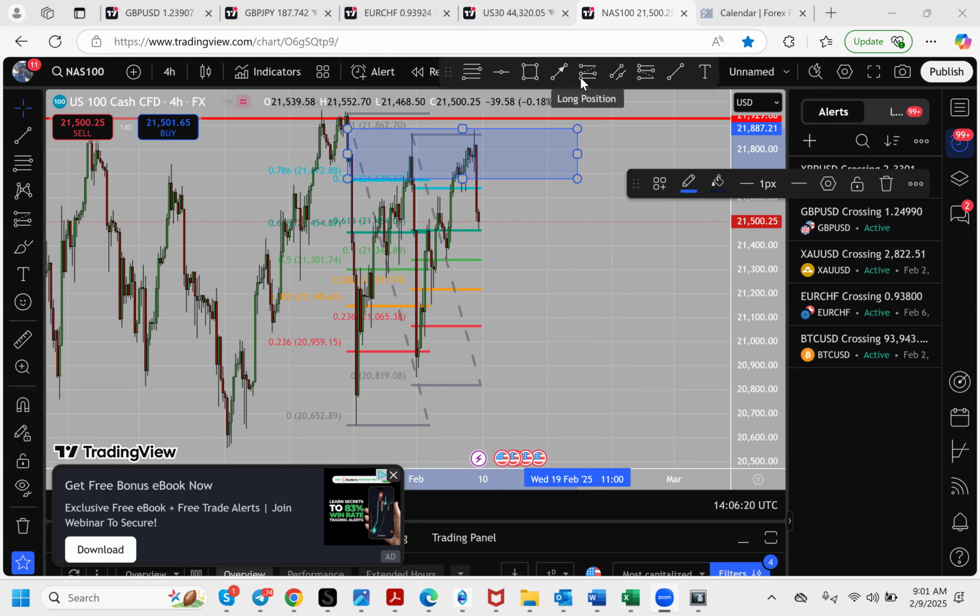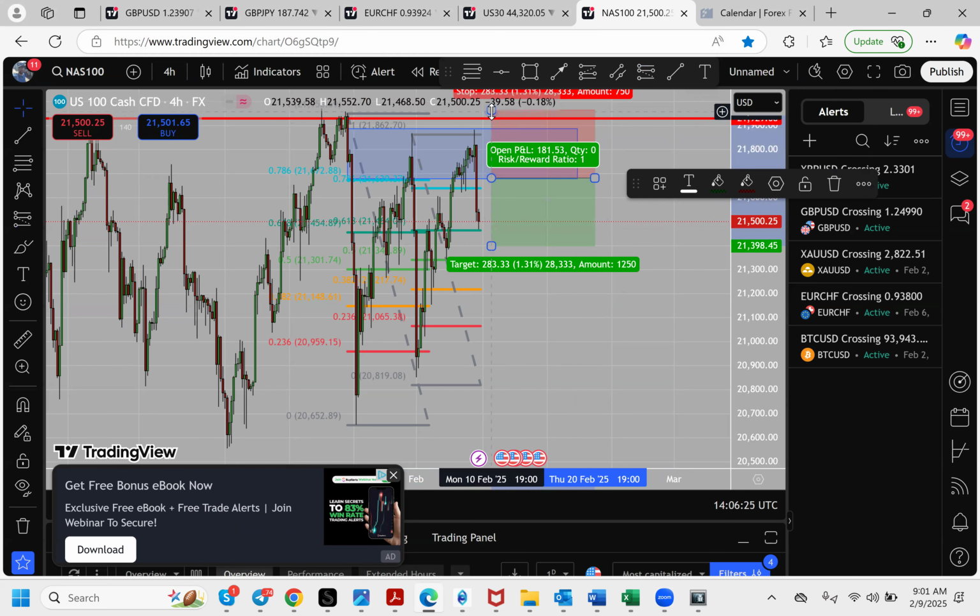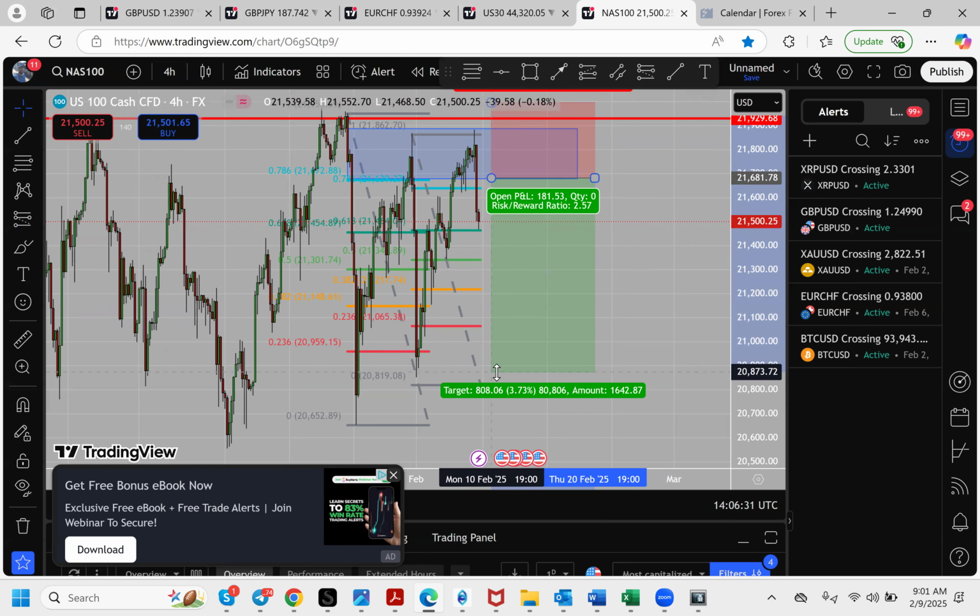And remember, trade what you see, not what you think. Because oftentimes market structure could change. So you have to adjust your analysis based off the news and what the market's giving you.